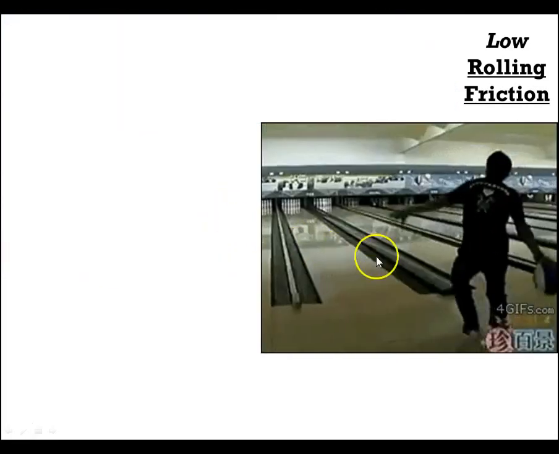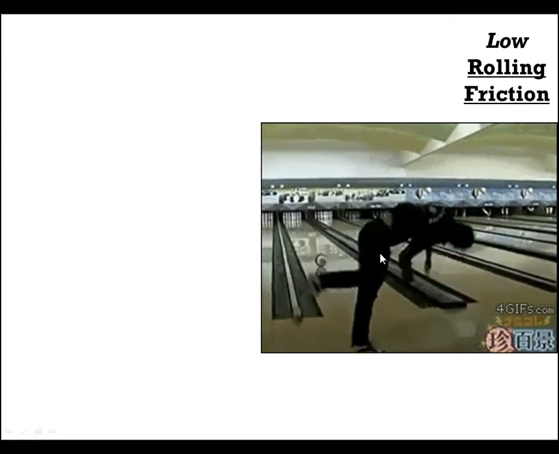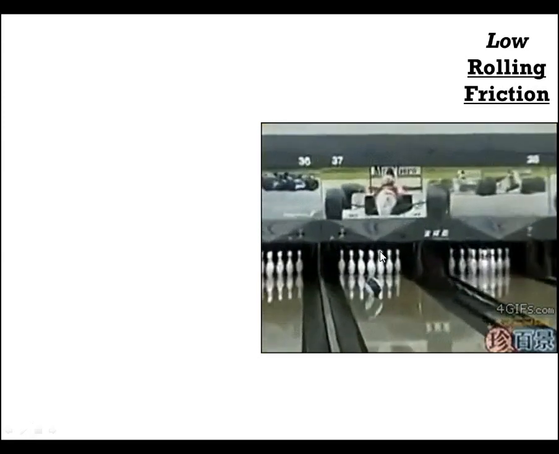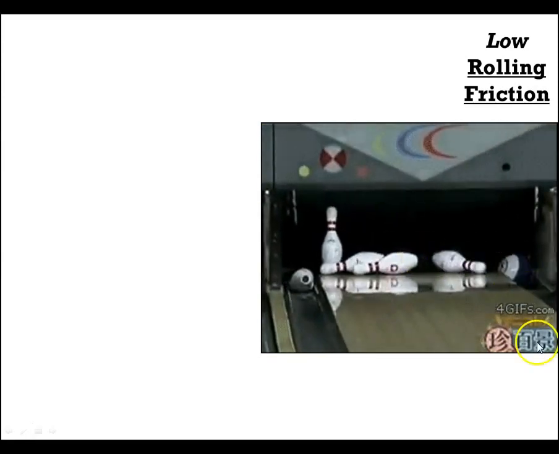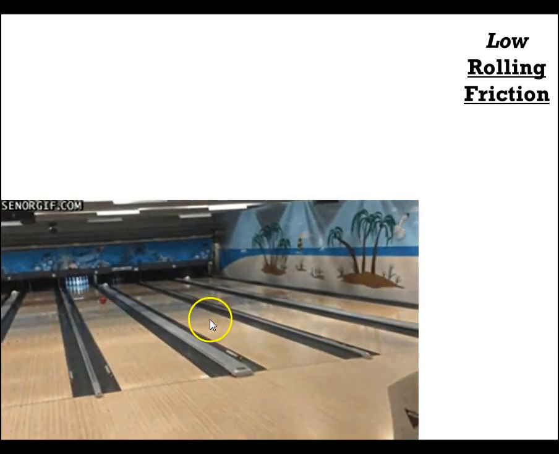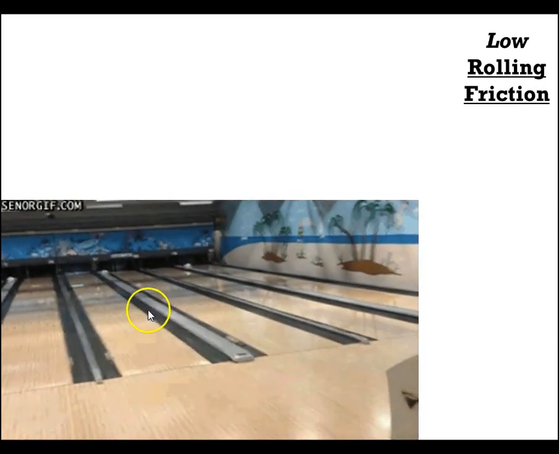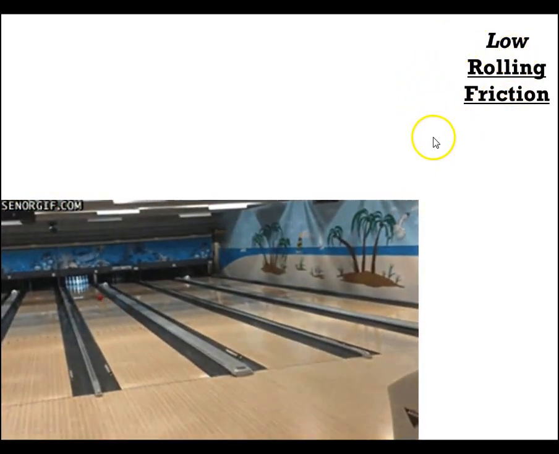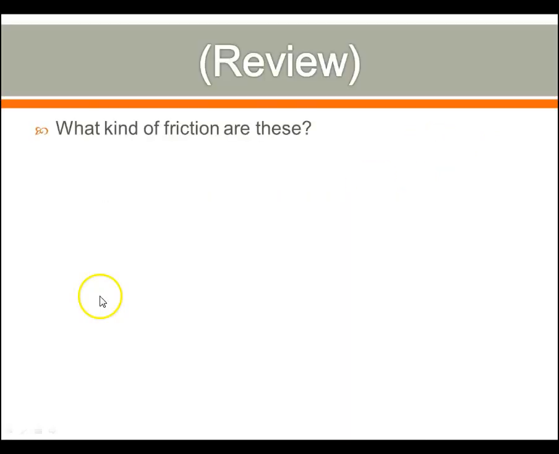This one right here, another example. Go ahead. You know what? Try that at home. Just film yourself so I can watch it. But low rolling friction keeps that ball going there. Here's another one. Don't try that one. You'll probably get kicked out of the bowling alley. But hey, cool image in the meantime. But it keeps going due to low rolling friction. It doesn't slow that bowling ball down.